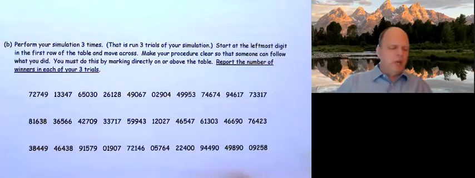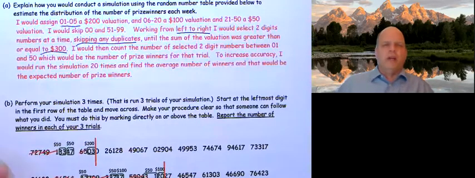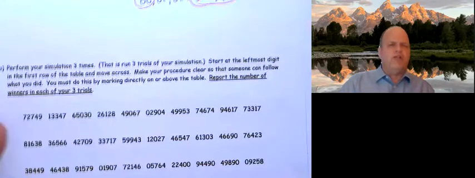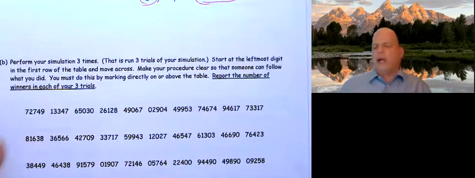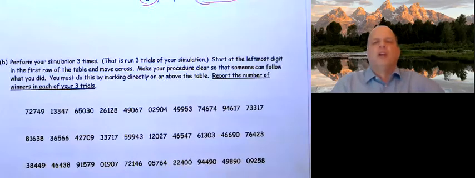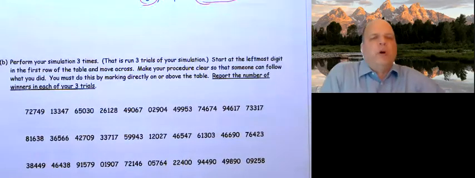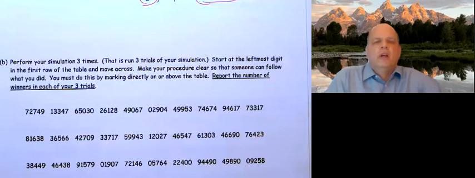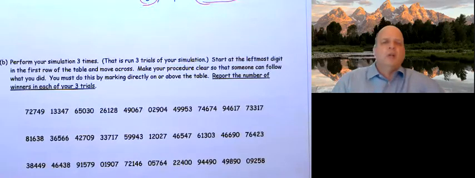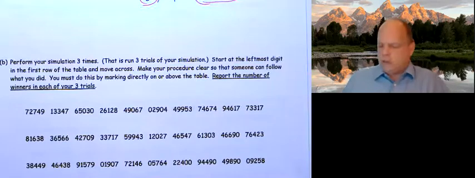So continuing on, and by the way, you might want to pause the video to write this down, all right? Perform your simulation 3 times. That is, run 3 trials. In other words, they want me to do it 3 times. Start at the leftmost digits in the first row and move across. Make your procedure clear so that you can follow what you did. You must do this by marking directly on or above the table. Report the number of winners in each trial.